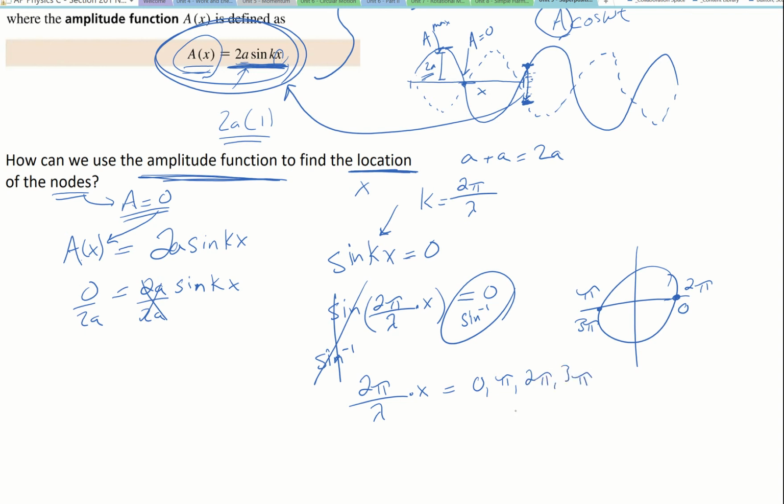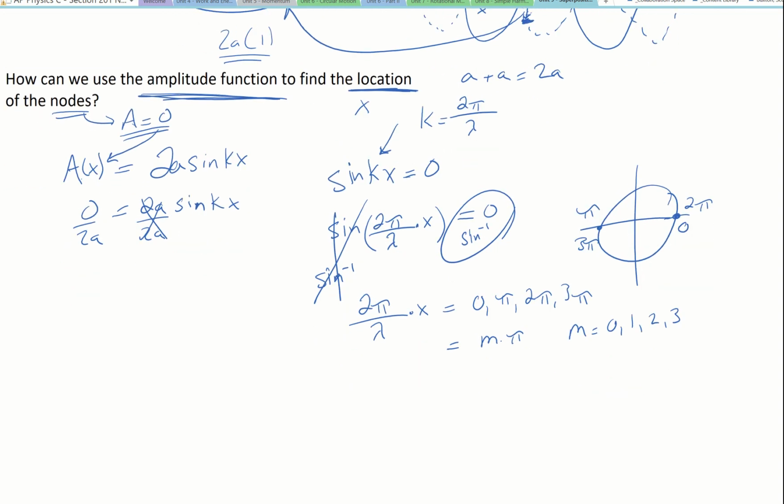So generically, I would simply write the right-hand side of this as m times pi for any integer m, such that m is 0, 1, 2, right? For any integer or 0, I could use that for m. Okay, so hopefully this is making sense so far, because those are the values that we could have for our sine inverse of 0. So at this point we have 2 pi over the wavelength times x equals m times pi.